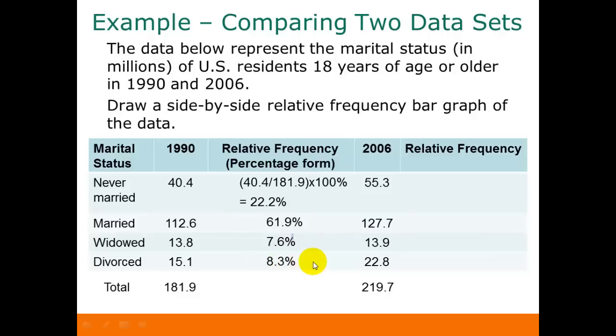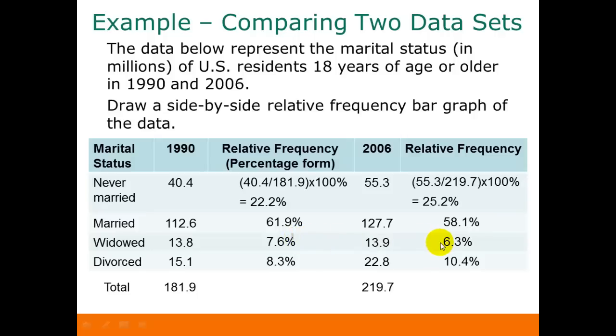Now for 2006, instead of dividing by 181.9, we have to divide by the total for this year, which was 219.7. So our relative frequency for never married in percentage form is 25.2%. And here are the rest of our percentages. And again, looking at the relative frequencies gives us a different picture of our two distributions.